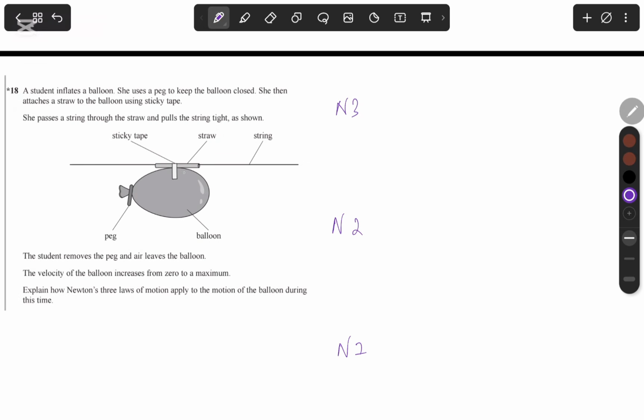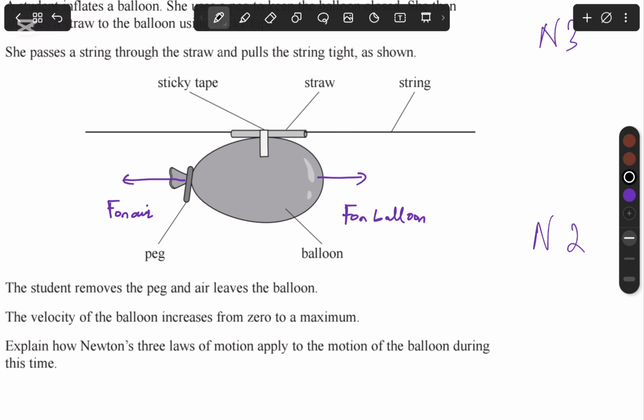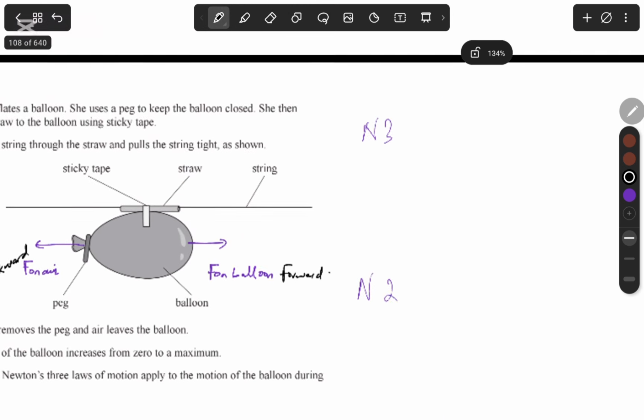Okay, so let's start by understanding what's going on. So as soon as you remove the peg, the balloon exerts a force on the air. So this is force on air, and the air exerts a force on balloon. Okay, right. So these are going to be opposite directions, equal in magnitude, same time, same type of force, different bodies. So this was a force on air, force on balloon, and this is going to be backward, and this is going to be forward. Okay, so that's Newton's third law.